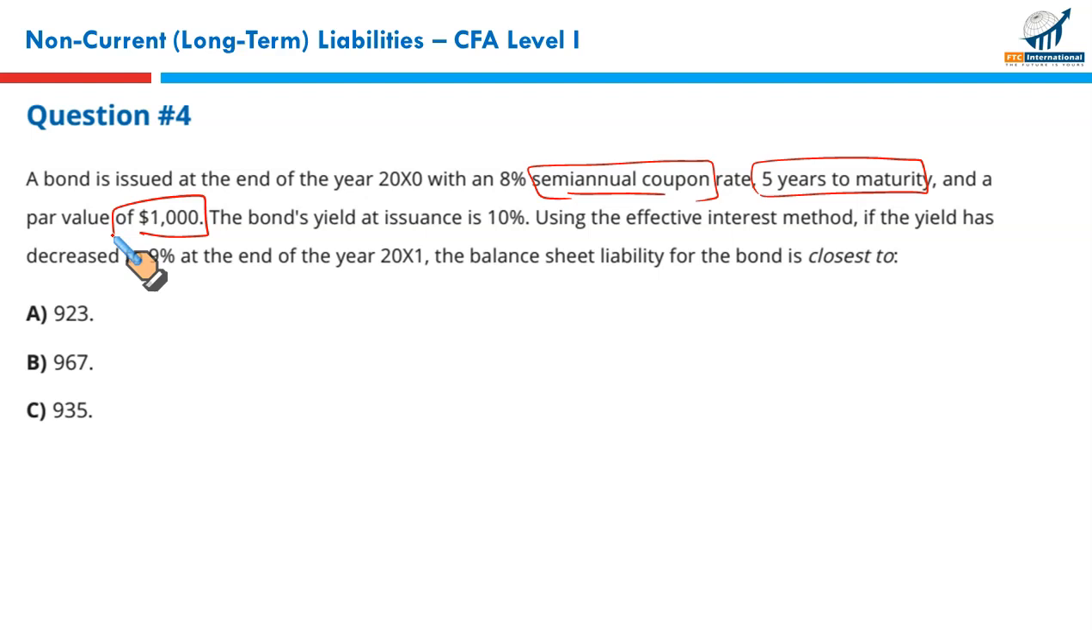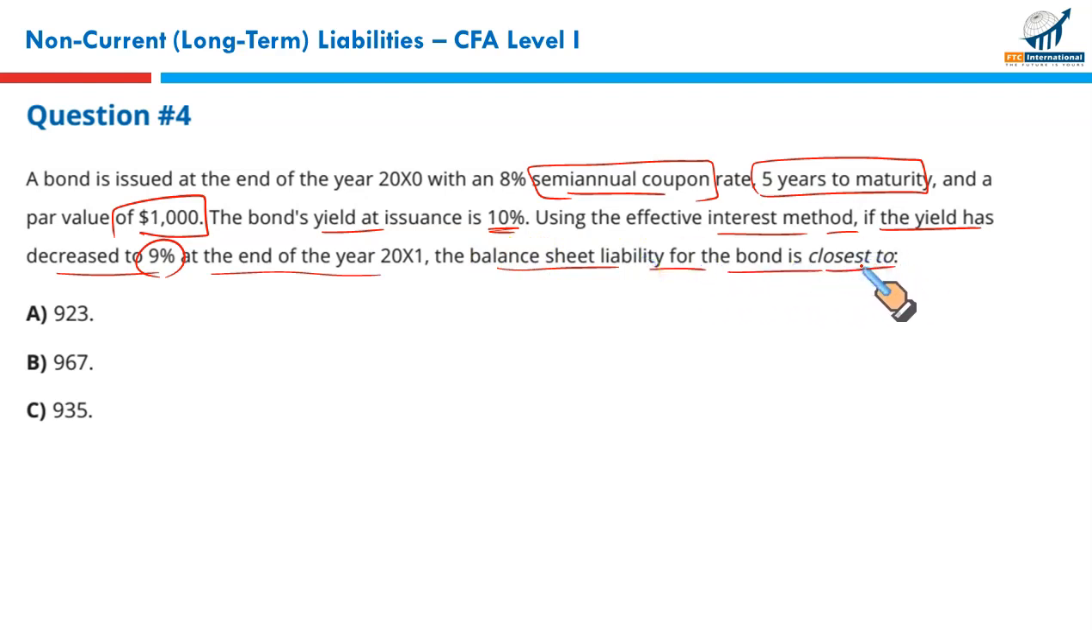That means the redemption value. The bond yield at issuance is 10%. This is the bond yield or the effective rate. Using the effective interest rate method, if the yield has decreased to 9% at the end of year 2000X1, the balance sheet liability for the bond is closest to.